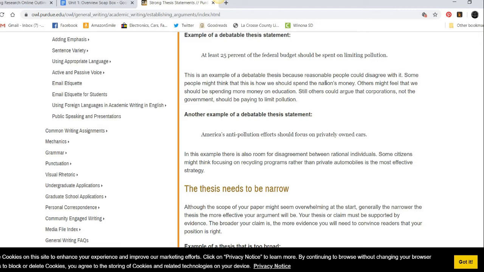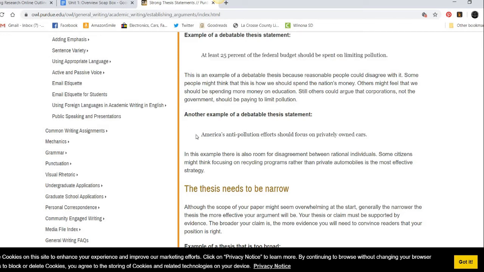Are we talking about having cars checked for exhaust before they can be registered each year? Are we talking about limiting pollution by pouring money into new energy technologies? There is so much to this that is not specified. This is debatable, but it is not specific enough.